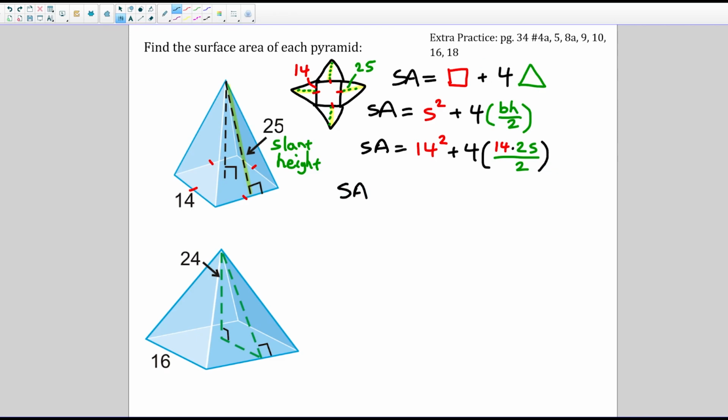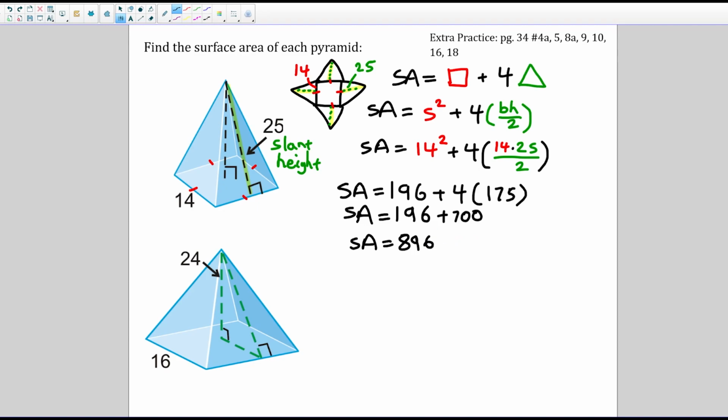Now let's go ahead and simplify a little bit. 14 squared gives me 196. The inside of the bracket simplifies to 14 times 25, which is 350, and 350 divided by 2 gives me 175. So then we are left with 196. And when we take 4 times 175, that gives me 700. So my final surface area is 896 units squared.